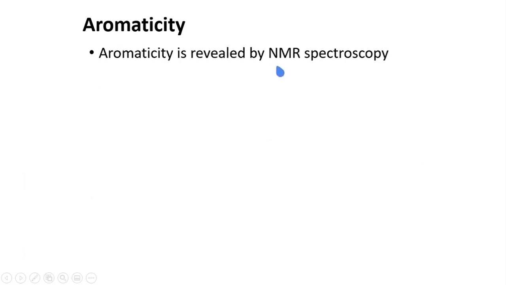How do we know that something is aromatic? We have an NMR machine. An NMR machine measures environments around protons and carbons, and it can easily identify diamagnetic currents that occur in these types of compounds.